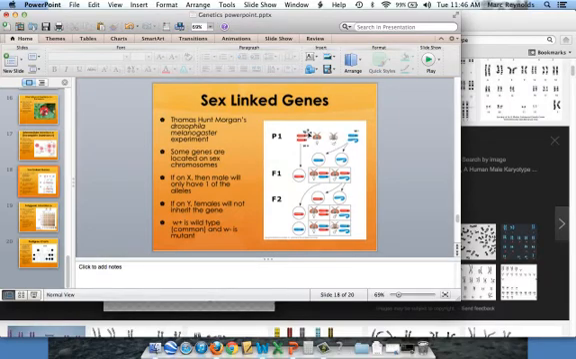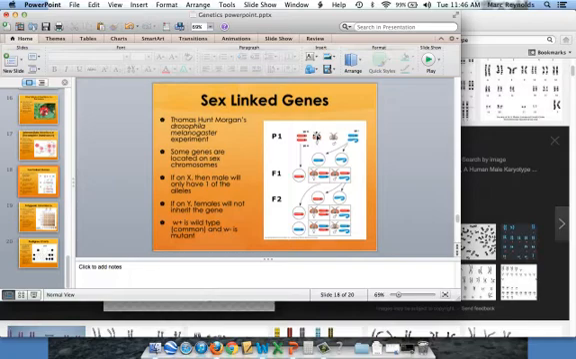Now the W plus, the plus means wild type, which means they have it. And the W minus means they don't. But if you notice here, the males, since they have one X chromosome, have an allele for white eyes because they still have one X chromosome. The females over here, in another example, have red eyes.